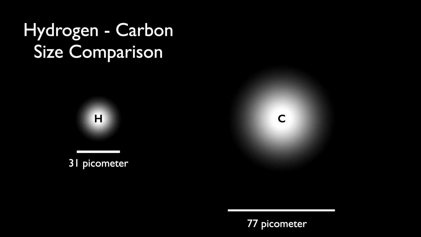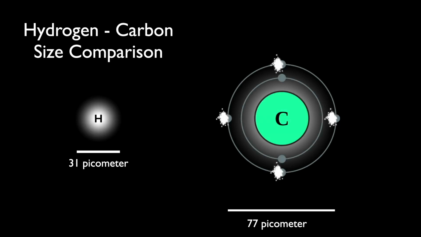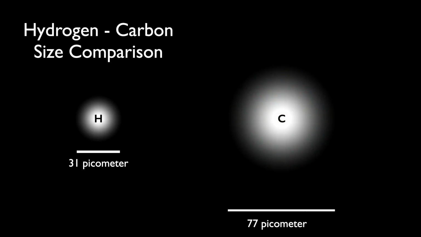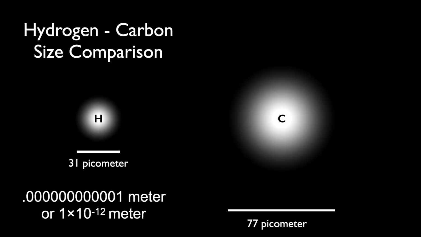If we compare the size of the carbon atom to that of hydrogen, we'd see something like this. The carbon atom is a little more than twice the size of hydrogen. Notice the 4 electrons in the outer shell. We'll get to them. By the way, a picometer is a trillionth of a meter.